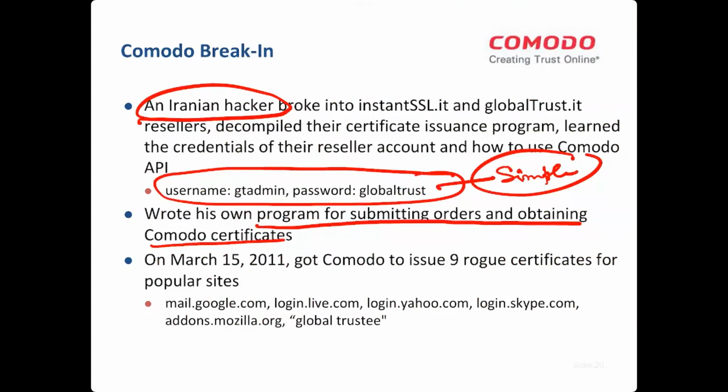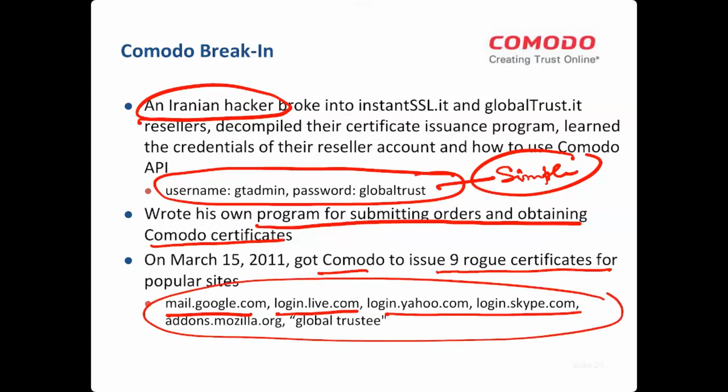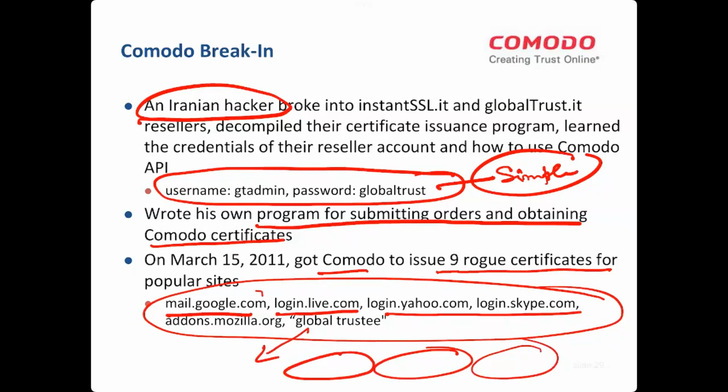So in March 2011, Comodo issued 9 wrong certificates for popular sites like mail.google.com, login.live.com, yahoo.com, etc. And once certificates are issued, anybody can create a server that acts like google.com. The only thing is that when you type google.com, your packet must go to this server.